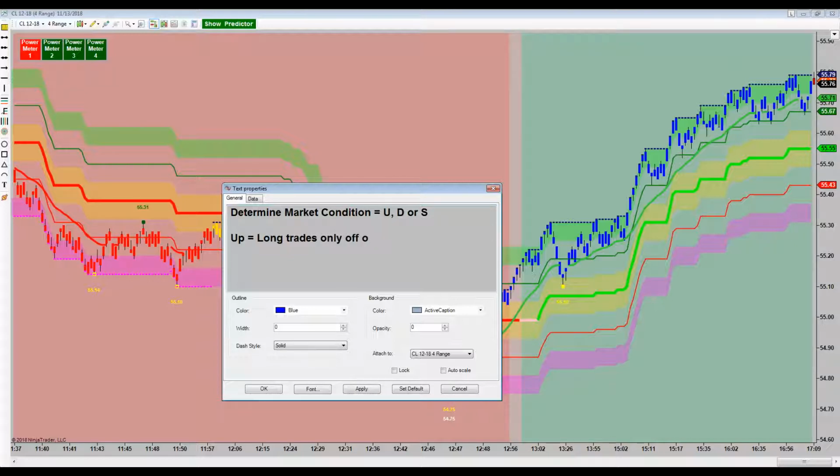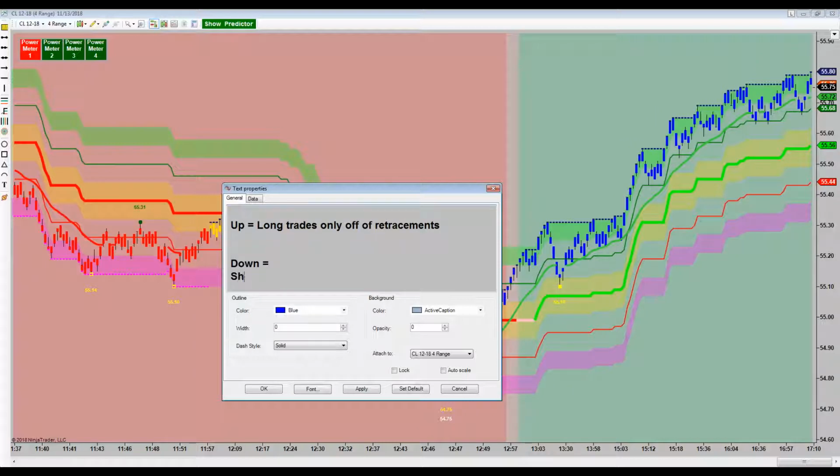Off of retracements, right? Of course, the down direction is quite the opposite of that. Down equals selling the market short only. Short trades only.